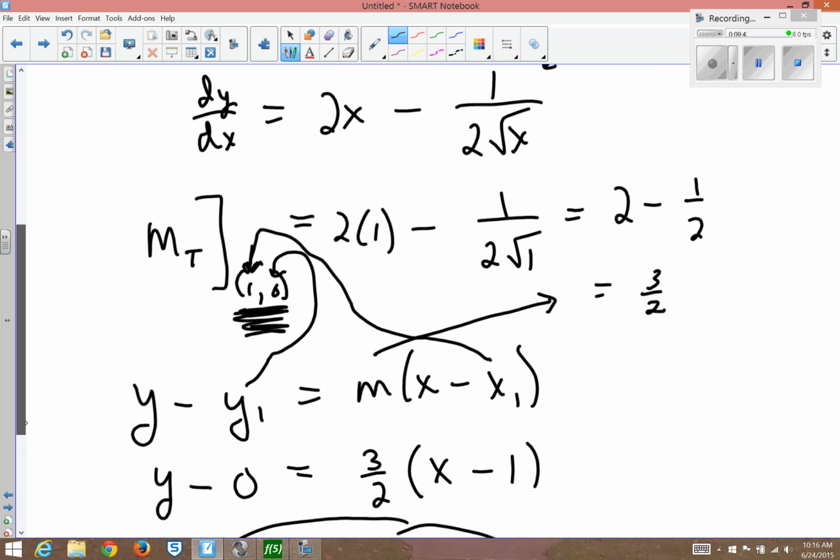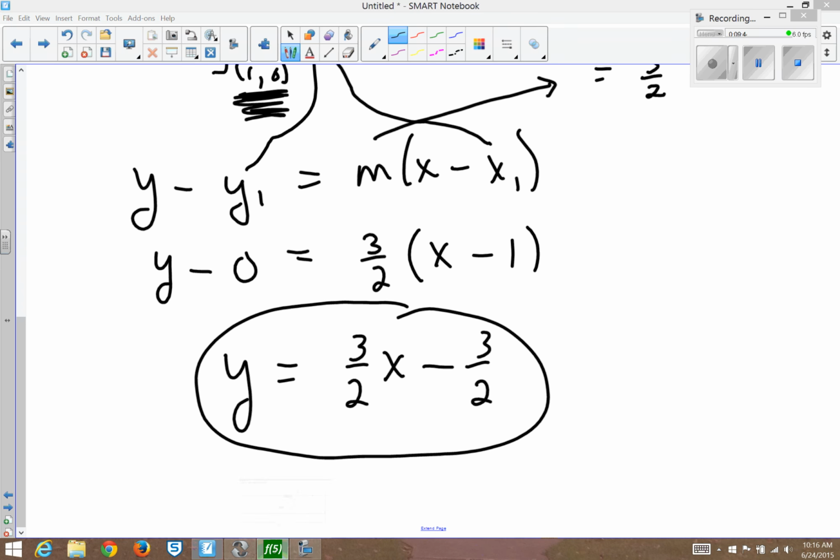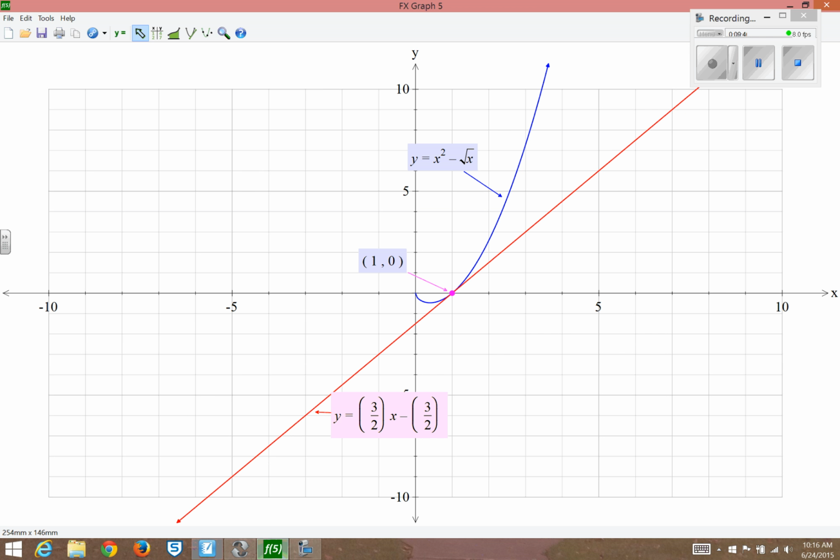That would be the line that's tangent to the given function at 1, 0. And that looks like this. Here's y equals x squared minus the square root of x. It's blue. This red is the answer we just found. Y equals 3/2 x minus 3/2. Notice the red line is tangent. That means touching the blue curve at 1, 0.